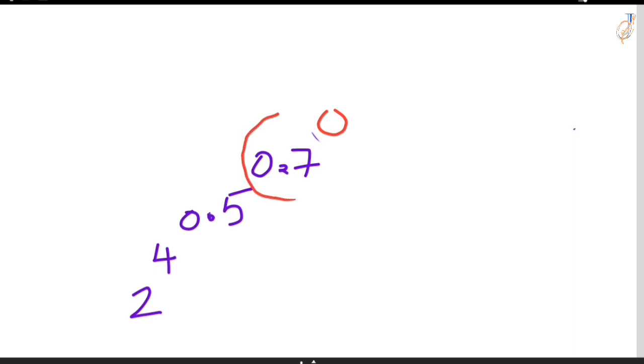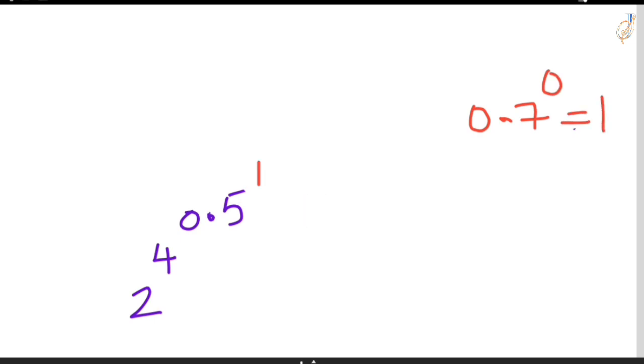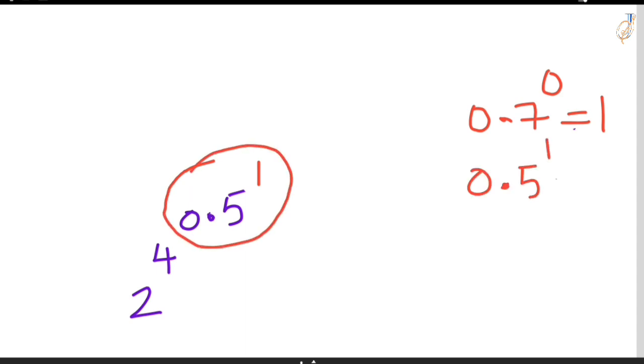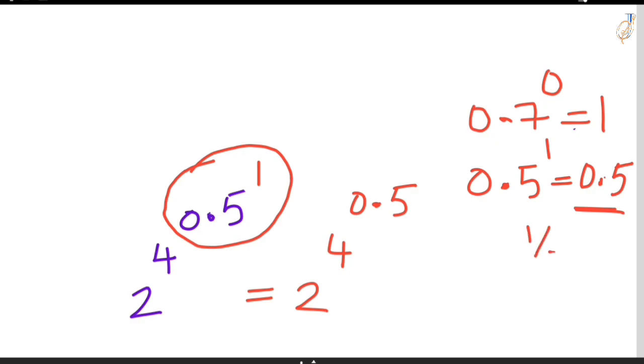Now observe 0.7 raised to the power of 0. We know that anything to the power 0 is 1. So 0.7 raised to the power of 0, the value is 1. Now you have to observe this 0.5 raised to the power of 1. 0.5 raised to the power of 1, the result is 0.5. This 0.5 we can write as 1 by 2.